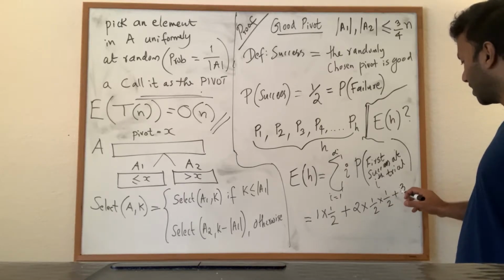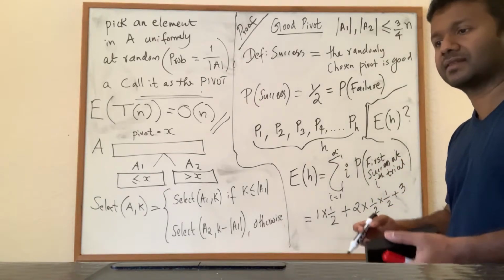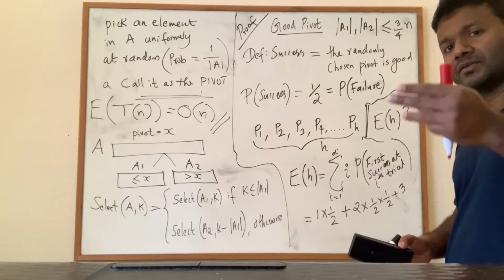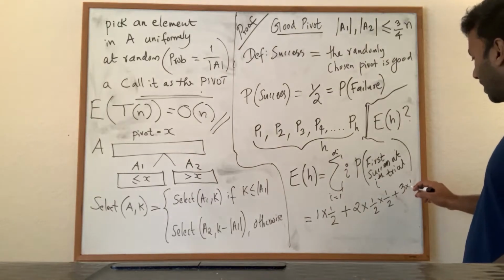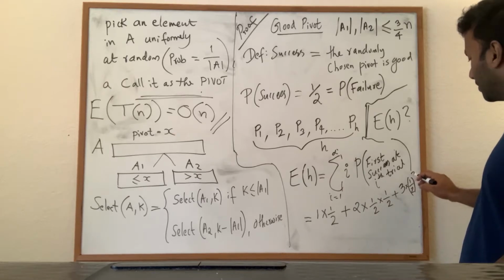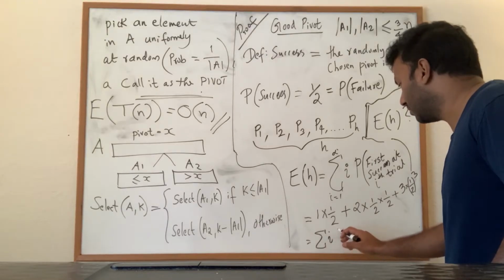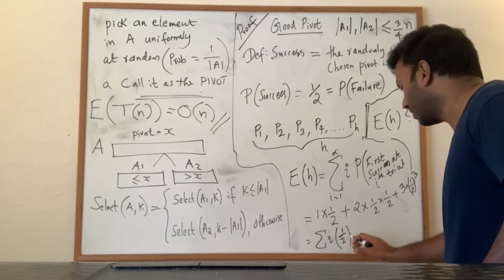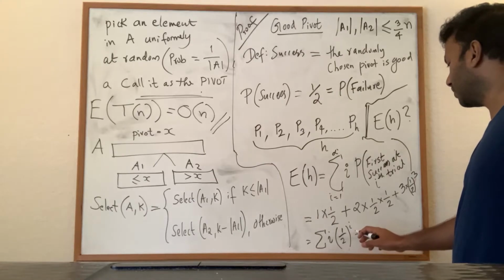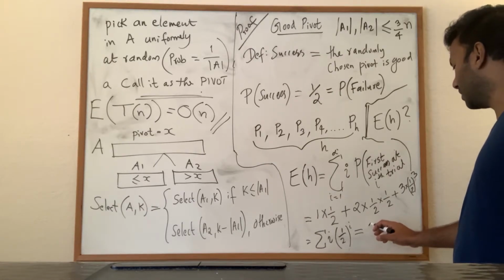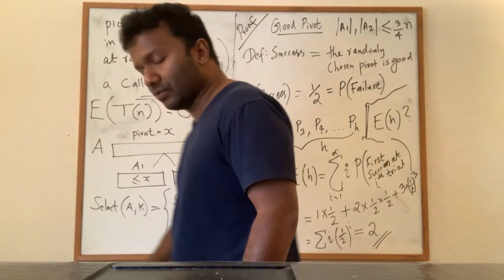Now 3 times. I'm looking for the probability where the first success is at the third time. That means the previous 2 attempts must be a failure and the third attempt should be a success. So 3 into half into half into half, or half cube. Therefore this equation will look like i multiplied by 1 over 2 raised to i, for i equal to 0 to infinity. And if you do the sum, what you will get is going to be 2. Okay? If you do the math, you will get this as 2.